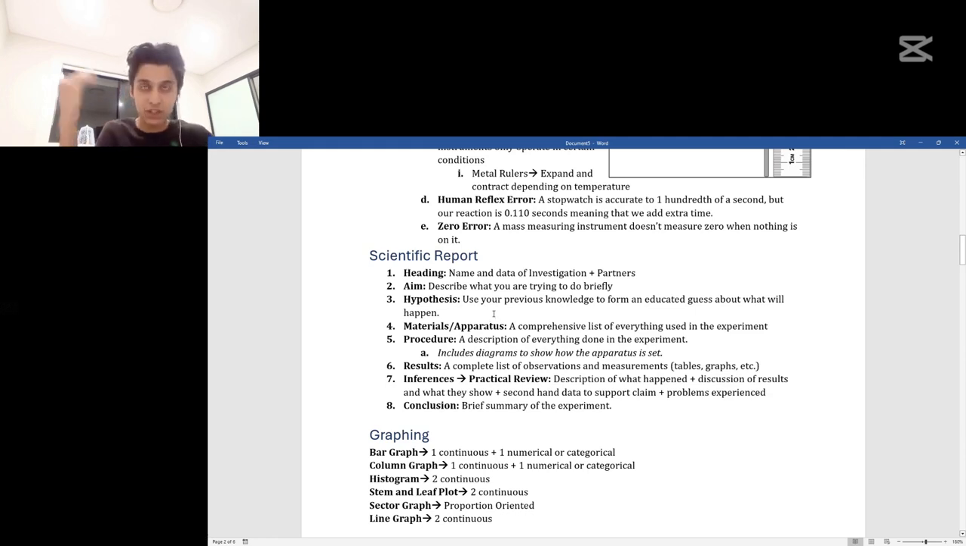Hypothesis. This is where you use your previous knowledge to form an educated guess about what will happen. So now that you've stated your aim, you want to tell them what's going to happen, and this is your hypothesis. So this is what you think will happen. This is how you respond to the aim based on what you know, what you've researched. And so, yeah, it's what you think. It's an educated guess.